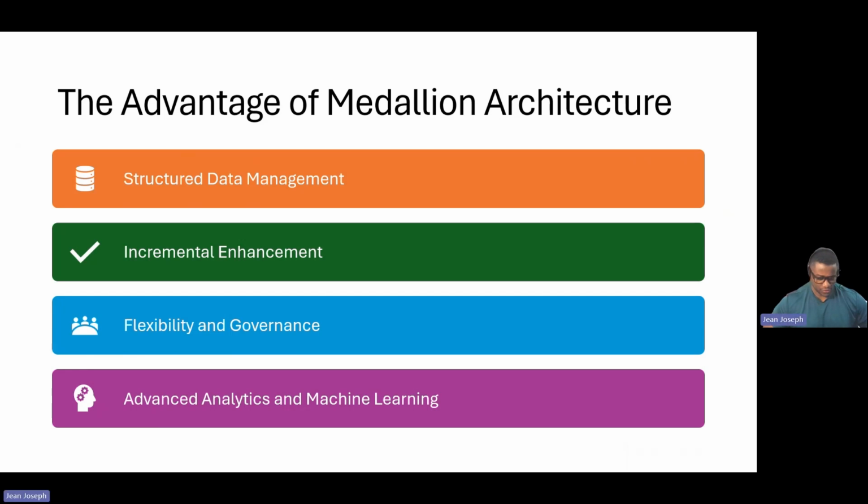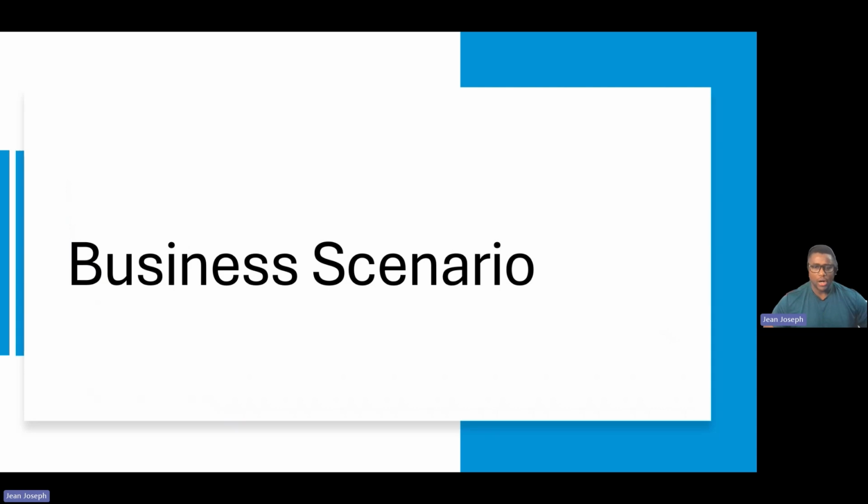So let's consider a business use case, right? Consider, for example, Contoso wants to leverage this architecture. In terms of business scenario, imagine, okay, a large multinational corporation, Contoso, that operates in various sectors such as technology, healthcare, and finance. They have a vast amount of data coming from different sources like IoT devices, customer transactions, social media, and third-party data providers. The data is diverse, unstructured, and in different formats, making it challenging to manage and derive insight.